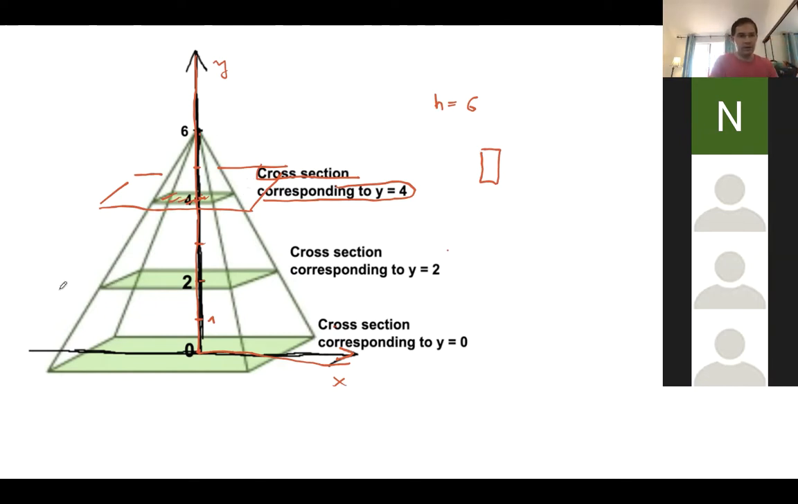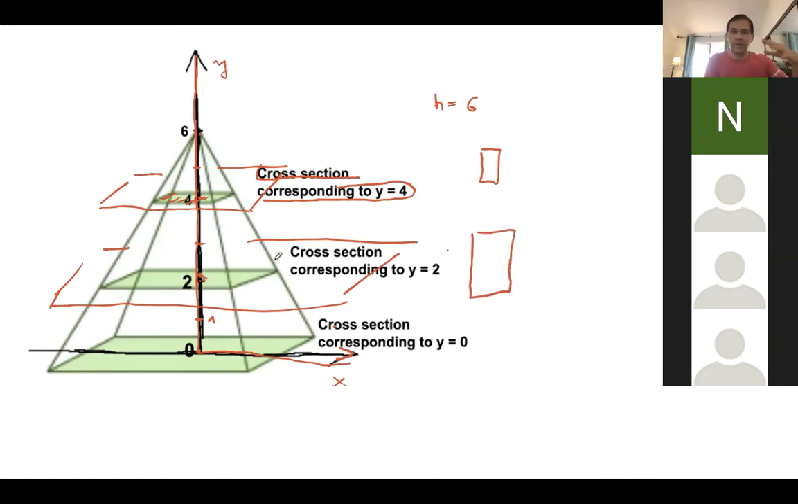I can do another cross-section. I can take a piece of paper like this one, for example. And this is also a cross-section, but notice that the cross-section will be a little bit bigger. On level 2, the cross-section is going to be a little bit bigger. So this is the cross-section that corresponds to y equals 2. In other words, this is the cross-section on level 2. This is the cross-section that corresponds to y equals 4. And let's do maybe the base one. The base one would be when you do the cross-section on level 0.